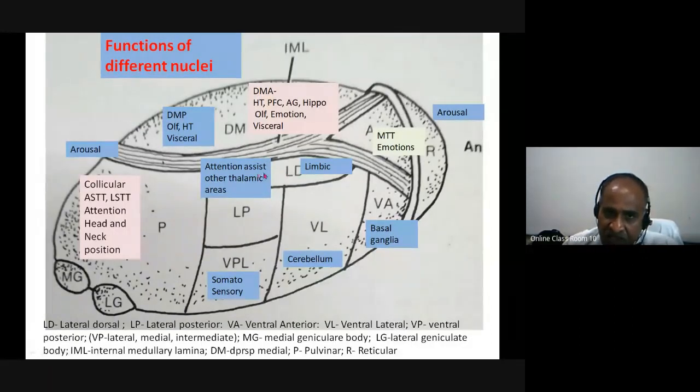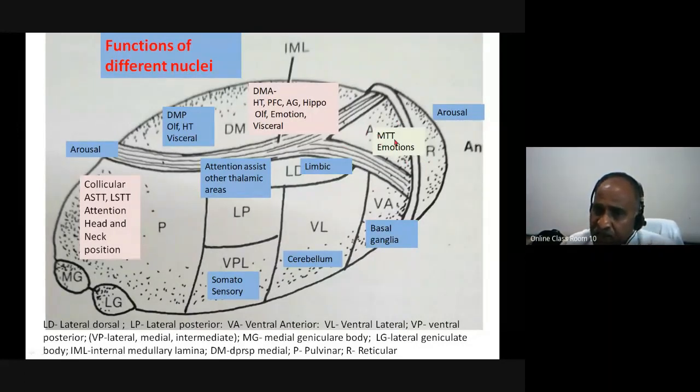Then this lateral posterior is connected with the somatosensory association area. So this is attention and assisting other thalamic areas, lateral posterior. This is lateral dorsal. This is connected to the limbic system. Along with the anterior nuclei, it performs arousal. Now, this is the anterior nucleus.